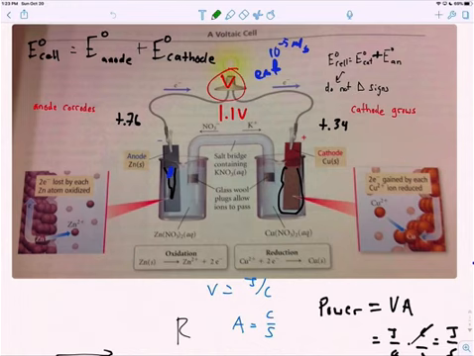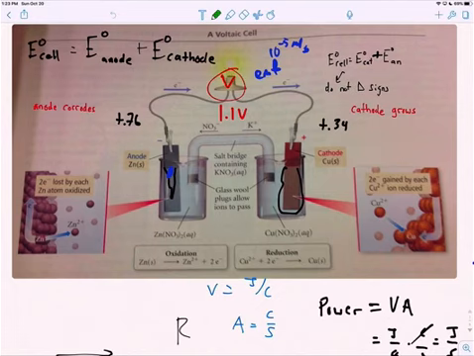And okay, so this cell here, as written, would have a voltage, assuming it's a standard, meaning 1 molar solution, of 1.1 volts. And a volt is a joule per coulomb. It's the energy per each electron. So I'll go over that in a second. Also, the overall potential of the cell is the anode plus the cathode, and we'll go over this in a little bit.